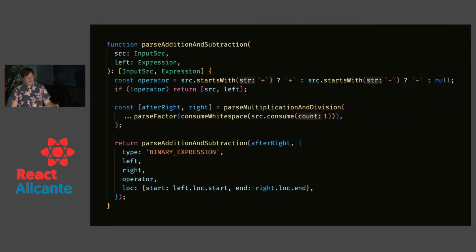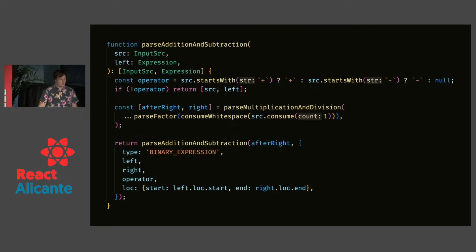So next up, we're going to do parse addition and subtraction, which looks very similar. So again, we're going to take in the source and we'll assume that the left-hand side has already been parsed and resulted in some expression. We'll check for an operator, which this time is addition or subtraction. If we don't find that operator, then this isn't addition or subtraction, and we return just the left-hand side with the source unchanged.